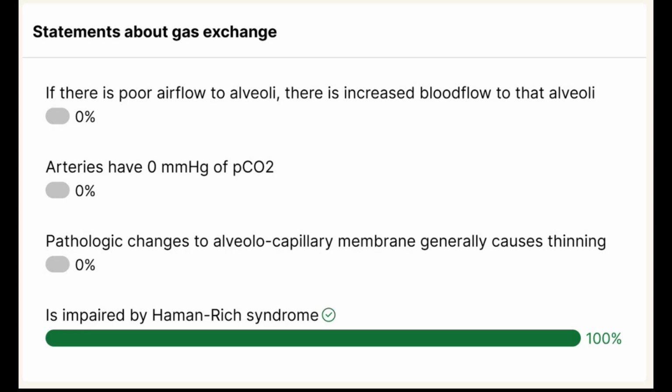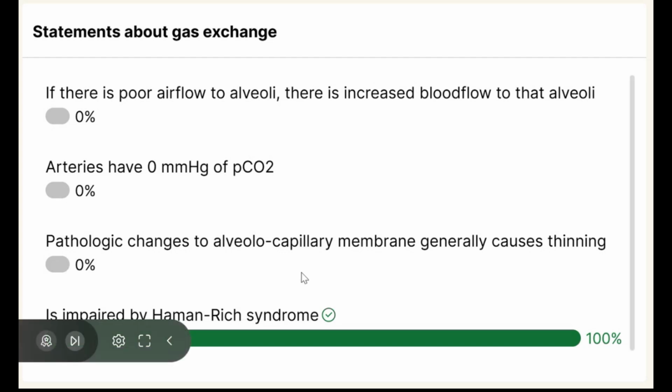The pathologic change to the alveolo-capillary membrane is generally thickening, so making gaseous exchange more difficult. Thinning would improve gaseous exchange, and it is impaired by Hamman-Rich syndrome. Hamman-Rich syndrome is another way of saying idiopathic pulmonary fibrosis. Essentially it causes thickening of the alveolo-capillary membrane, so it impairs the gaseous exchange.